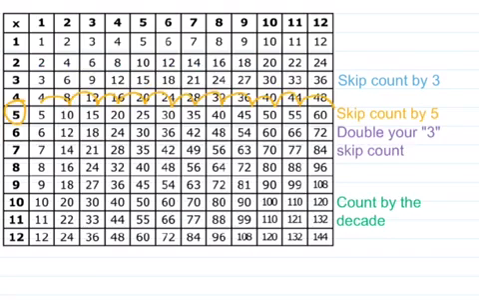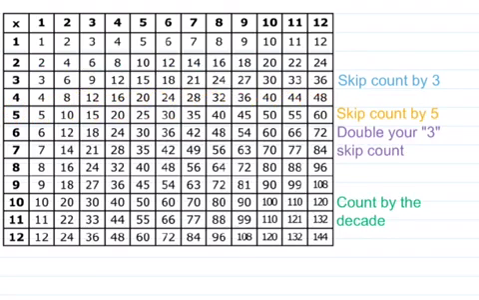Another thing to also remember is anytime you have a multiple of 5, there's either going to be a 5 in the ones place value or a 0 in the ones place value. It will only end in 5 and zeros.